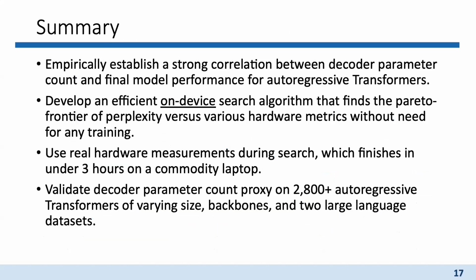So in summary, we empirically established a strong correlation between the number of decoder parameters and final model performance for autoregressive transformers. We develop an efficient on-device search that finds models on the Pareto frontier of perplexity versus various hardware costs without need for any training. Our search finishes in under 3 hours on a commodity laptop. We also provide large-scale proof-of-concept experiments on the effectiveness of decoder parameter count as a ranking proxy using over 2,800 autoregressive models of varying size, backbones, and 2 large language datasets.